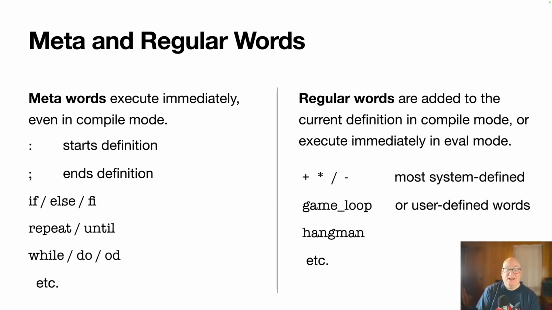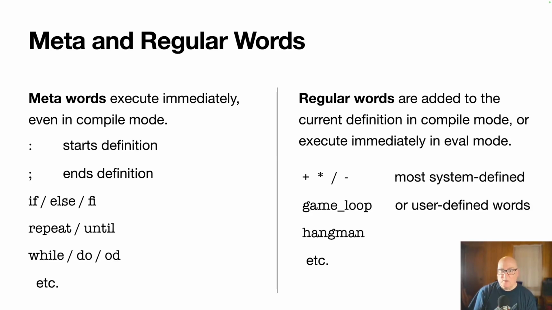All right, another concept we have is meta words and regular words. So we saw it briefly. Colon starts a definition, semicolon ends it, and then if, else, repeat, while, all those control words are also meta words. Their characteristic is they execute immediately, even in compile mode, versus regular words, which in compile mode we add to that secondary list, but in eval mode we execute them immediately. So meta words are always in eval mode, if I can say it that way, evaluation mode. And things like plus, times, divide, those are system defined words.